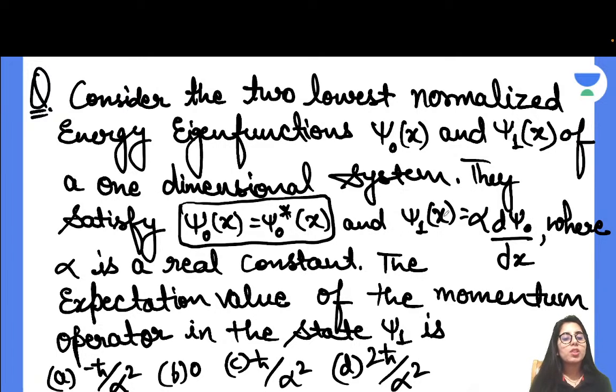In that situation, if you have to find the expectation value of the momentum operator in psi 1, it will be 0. That's how option B is the correct option. And remember that the expectation value of the momentum operator for any real wave function is going to be 0. This is how option B is correct. Let me know if anybody still has any doubt. We will consider that part. But if everything is clear, we can take the next question.